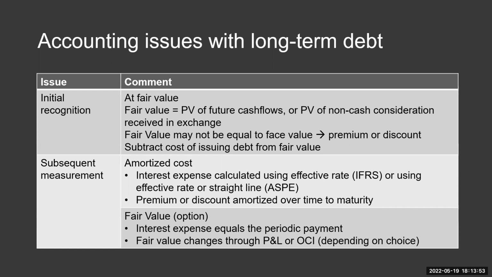IFRS allows a fair value option for companies. And if they use the fair value option, then we don't have to worry about preparing a bond amortization schedule or any of that stuff. We can record interest expense regularly based on the amount of periodic payment and any fair value changes that occur. Now, the fair value of a bond or a long-term debt essentially is always calculated using the present value. So present value calculated on the balance sheet date using the discount rate that exists on the balance sheet date.